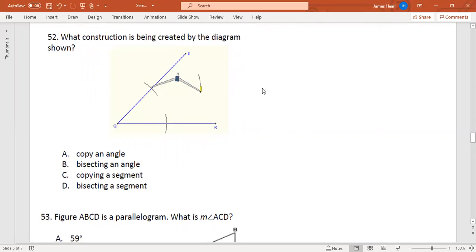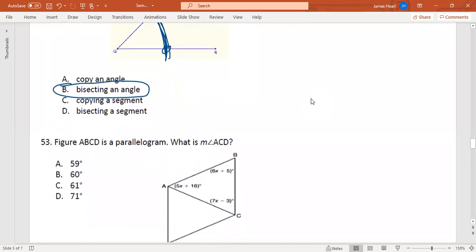Let's see, for 52, what construction is being created here? Again, we go back to another previous question. You've created an arc or a circle, and then you're measuring off of each one. That is cutting it in half, because that was the one a few questions ago that was, what was the error that was made? This is the picture that's showing you it drawn correctly.